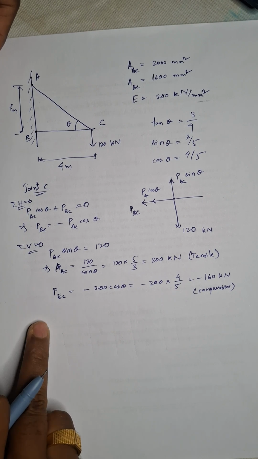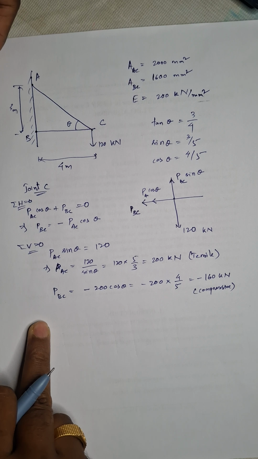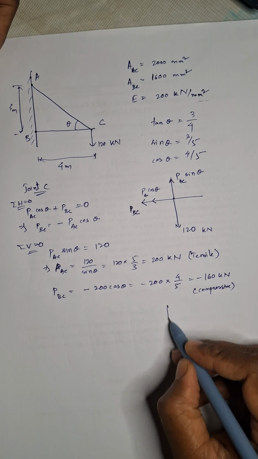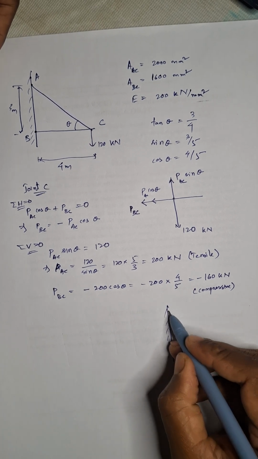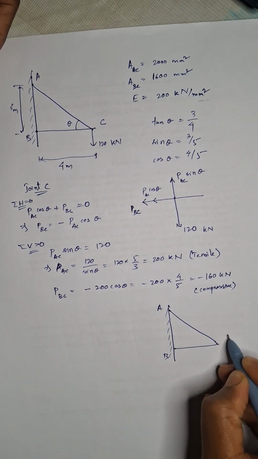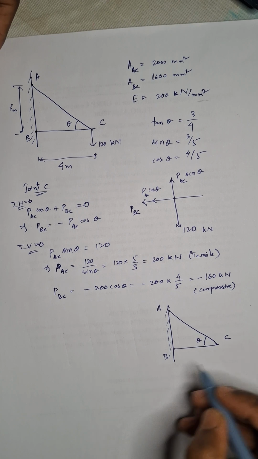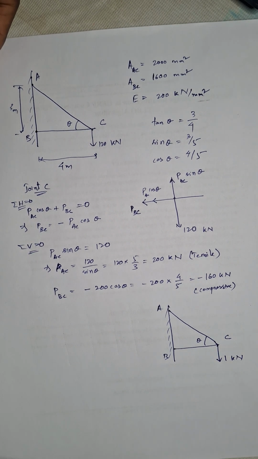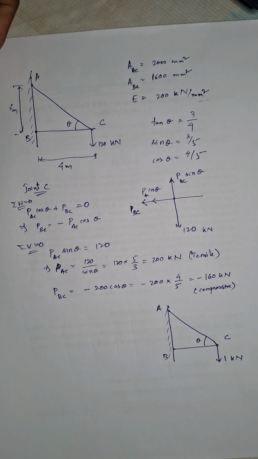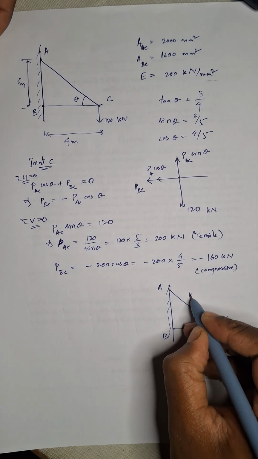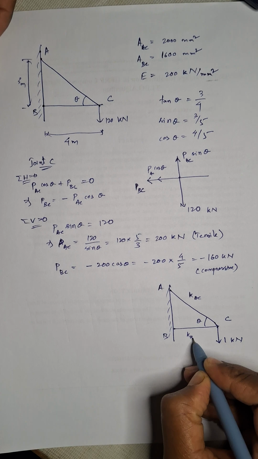Now we apply a unit force where the deflection is desired. Let me draw the figure again. This is A, B, C, the lengths we already know, and this is theta. We are applying a unit force of 1 kilonewton at point C. Due to the application of this 1 kilonewton force, we have to find out the member forces. Let's consider the member forces as KAC and KBC.